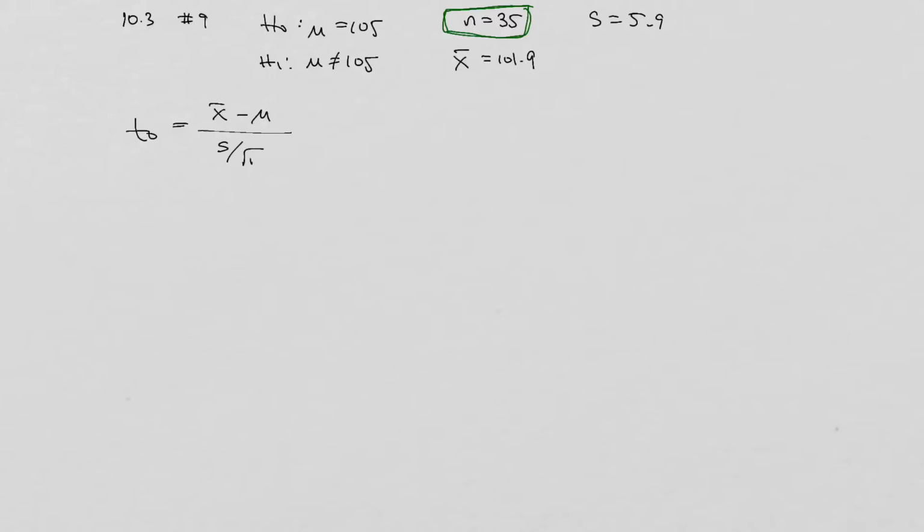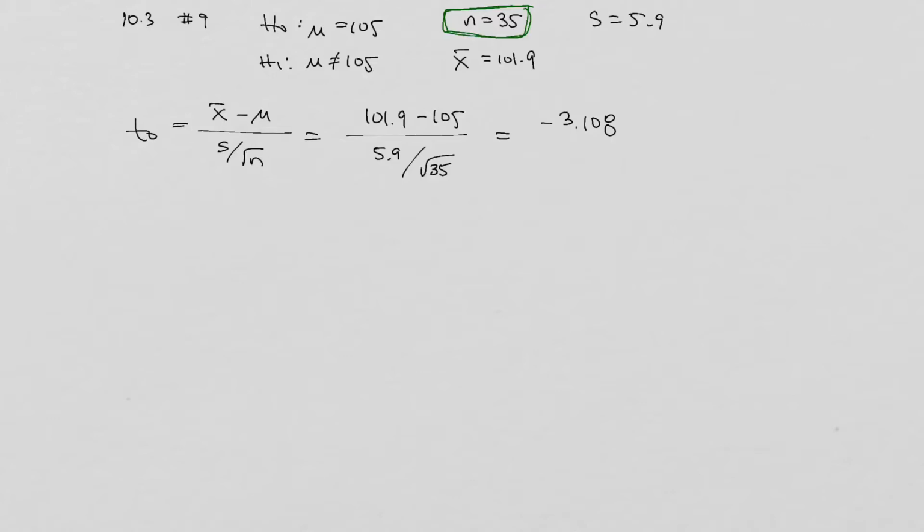For this one, X bar is 101.9, mu is 105, S is 5.9, and the size of the sample is 35. Okay. And what did you get when you calculated that number? All right, let's see. I was trying to find my work to see if I'd gotten the same thing, but I don't see it here. Oh, okay. All right. So that's fine.